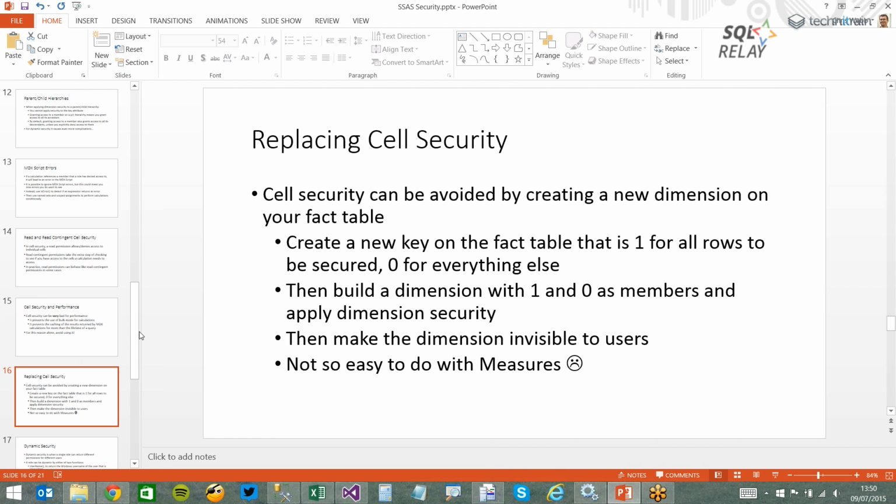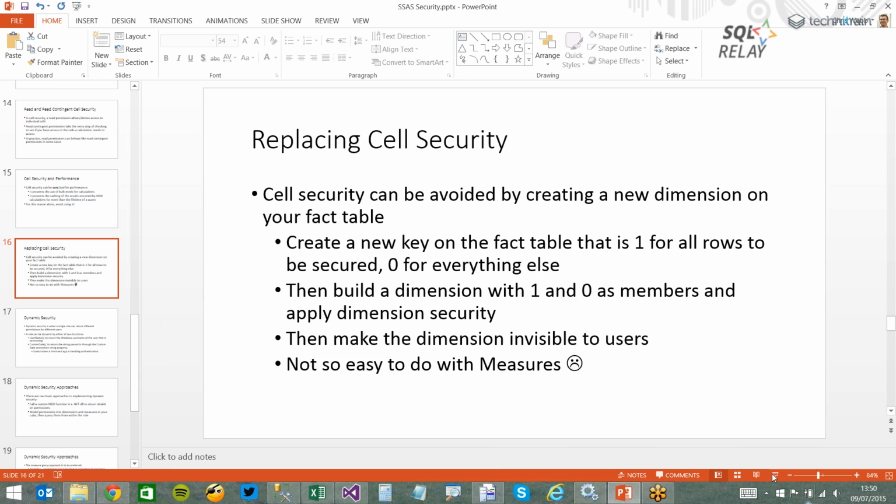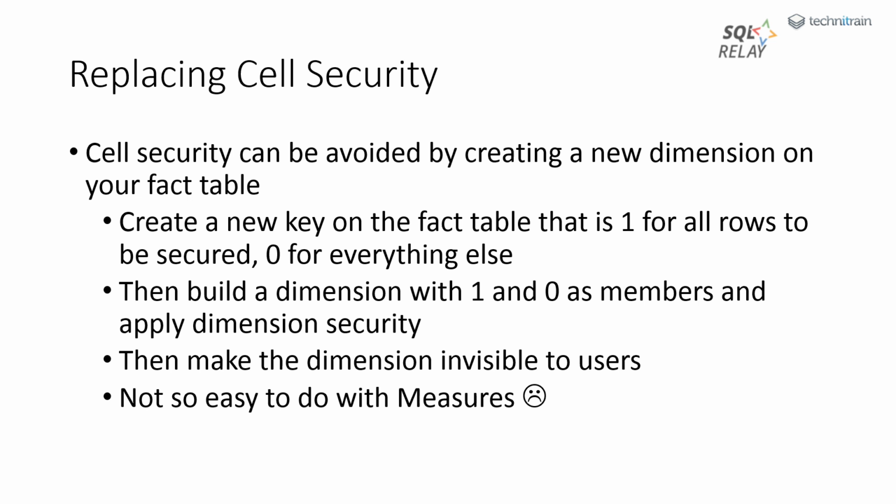It's not an ideal solution, like I said. It doesn't work if you've got any cell security that relies on controlling which measures you can see either. But in a lot of cases, it can be a handy little tip. And of course, as soon as you're using dimension security, performance is going to be improved a lot.